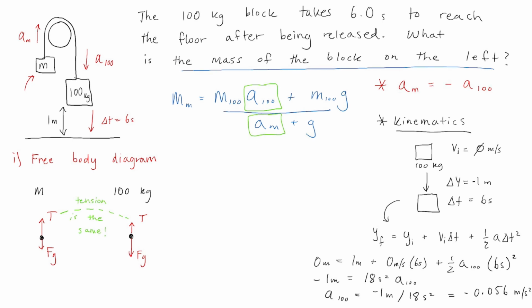And now that's the acceleration of the 100-kilogram block, but what's the acceleration of the block on the left? Well, remember, because the blocks are connected by a rope and moving together, the acceleration of the block on the left is equal to negative the acceleration of the 100-kilogram block. So I can easily solve for the acceleration of the block on the left, and we find that it's equal to positive 0.056 meters per second squared, which makes sense because it's accelerating up.